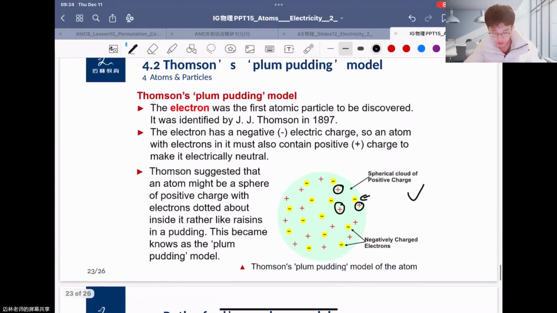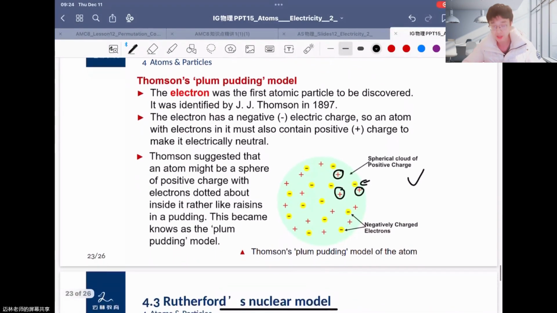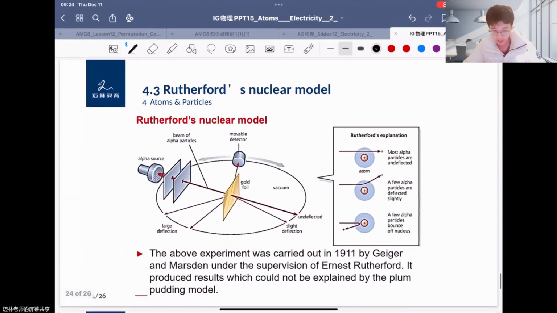So how do we determine if it's not this structure? Here we have an experiment. We can call it the Rutherford nuclear model. The scientist Rutherford was very brave, and he cooperated with his student to do this experiment. After several years, he used an alpha source to make a very direct stream like this, so the beam shoots out at a gold foil.